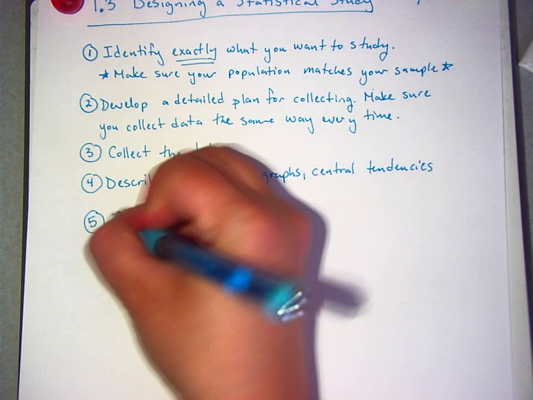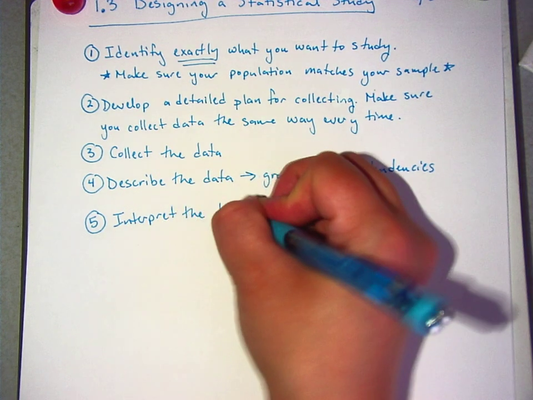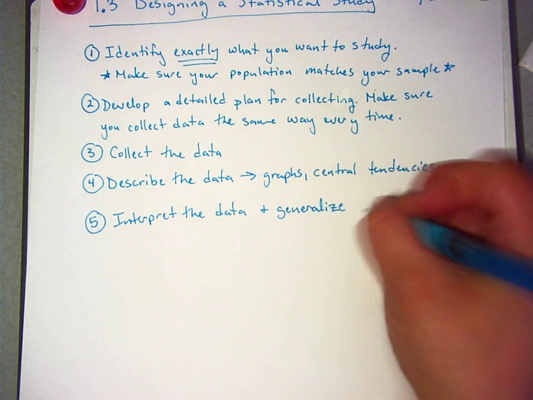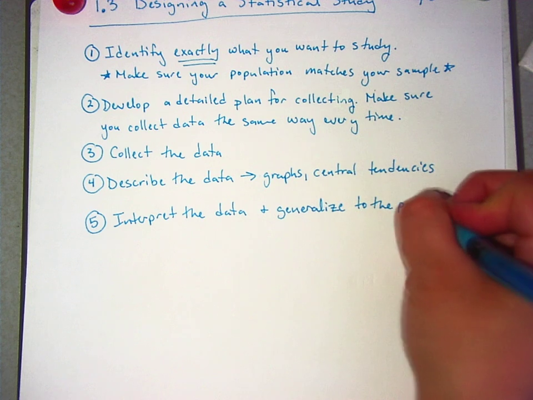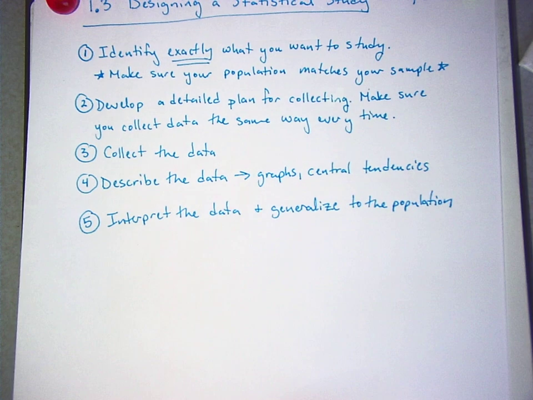Okay, then you interpret the data and generalize to the population. I asked 15,000 registered voters who they plan to vote for president. It was overwhelmingly this, therefore I'm going to say that the results of the elections will probably be that this person will win.